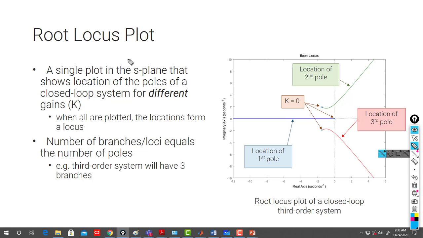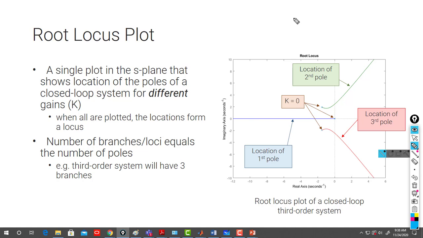So a single plot in the S plane. Here, that is the root locus plot. You have the imaginary axis and the real axis that shows location. What this single plot shows is the location of the poles of a closed loop system for different gain scales, like your gain k varying from 0 to infinity.